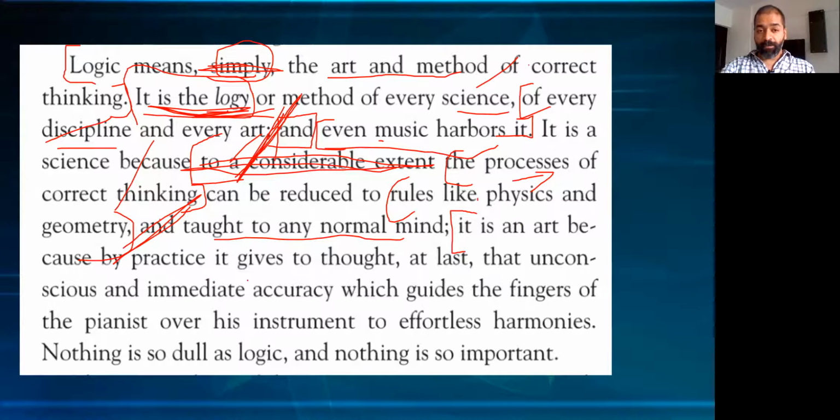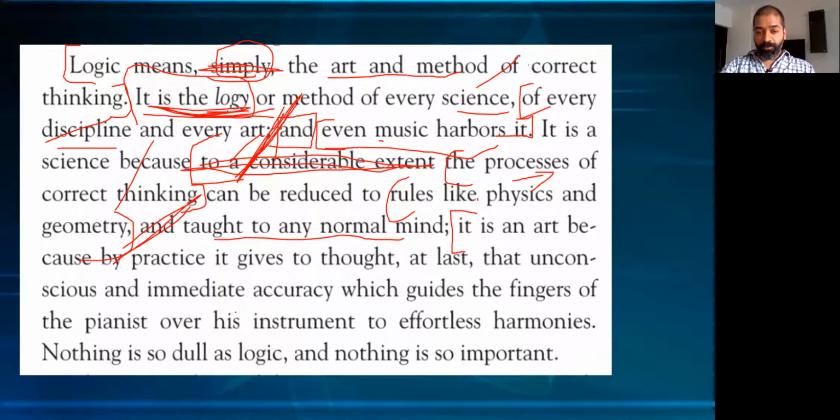Okay. It's an art because by practice it gives to thought that unconscious and immediate accuracy. So what is the assumption here? Art, when you practice art, you get accuracy. Can you see that is how critical reasoning also works? So the author jumping, so science because you can apply rules, meaning science is always associated with rules. It is art because by practicing you can become more accurate, meaning art involves practice and accuracy, right?